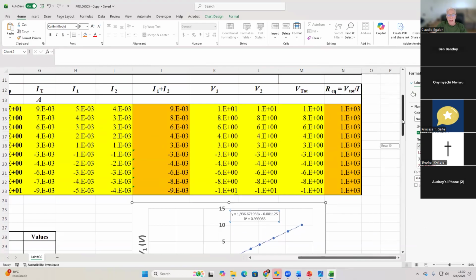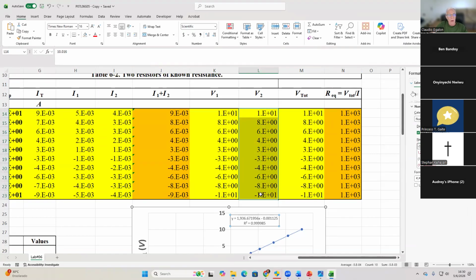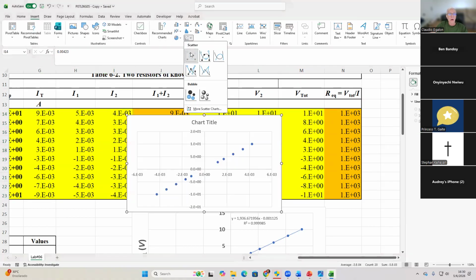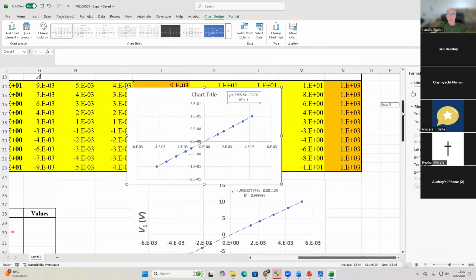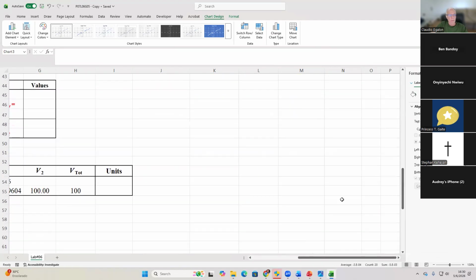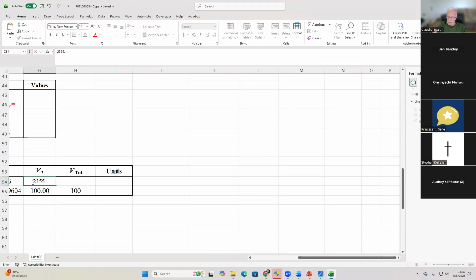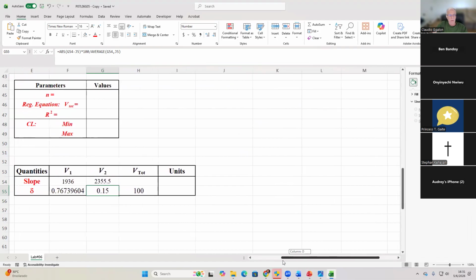The second graph is V2, I2. Insert, chart, plot. Right? Add trend line, display equation on chart. Okay, here's my other one. My R squared again is 1, but there is a way to display it properly, right? Don't forget to log this slope there in the last table, 2355.5, 0.15% only for my case.